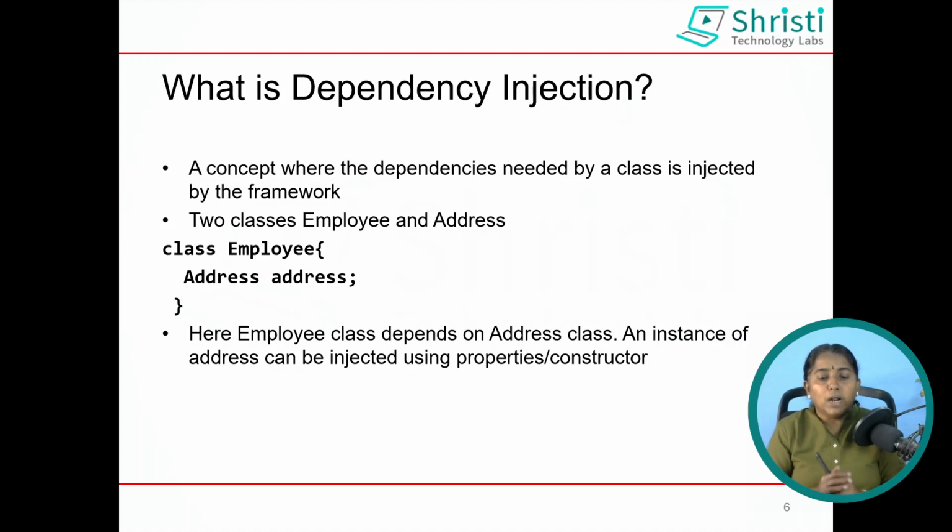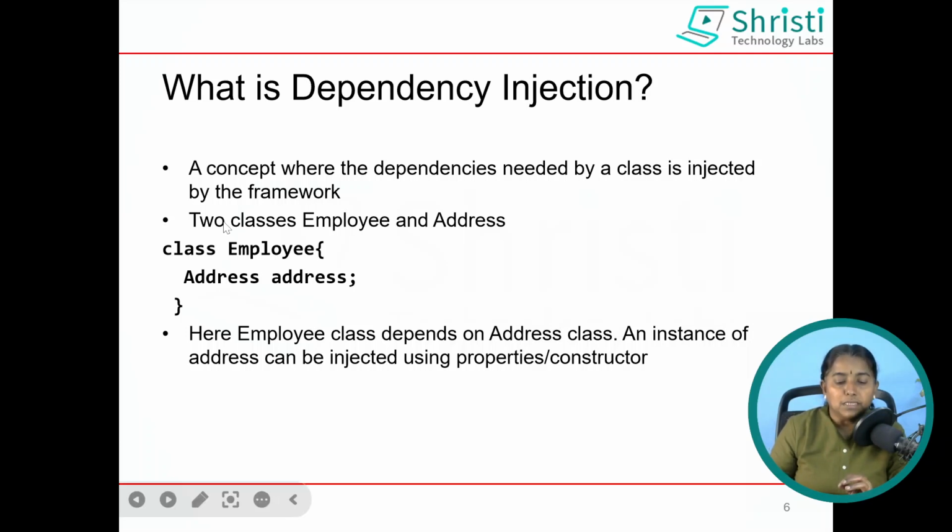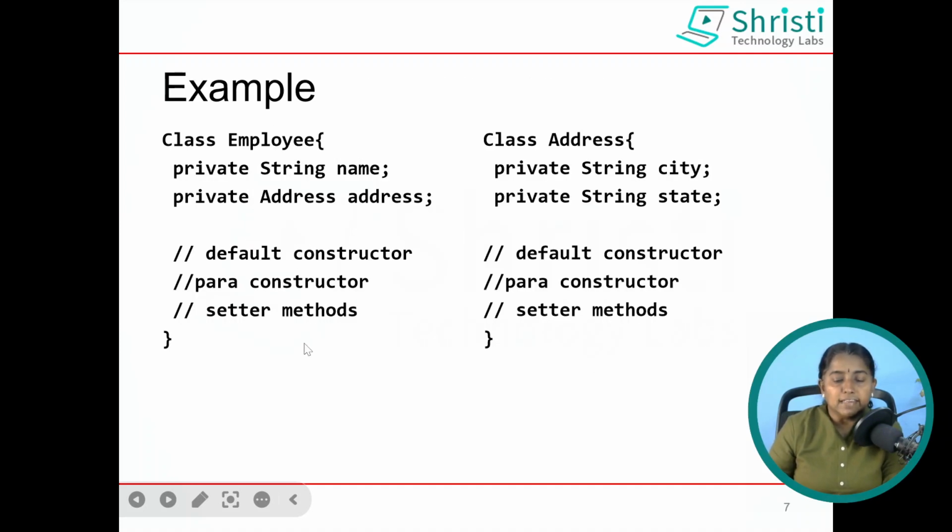Okay. Now, what is dependency injection? Dependency injection is a concept where the dependencies needed by the class are injected automatically by the framework. The same example I have given over here. I have two classes, employee and address. Employee class has address as instance variable. Now, in this case, address object should be injected into employee object. See this example, just like what we have seen earlier. Both the classes have their own properties, default constructor, parameterized constructor, getter setter methods and toString.